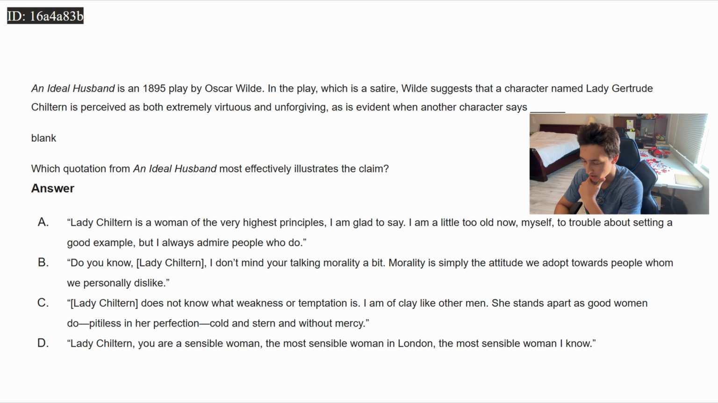Lady Chiltern does not know what weakness or temptation is. I am of clay like other men. She stands apart as good women do, pitiless in her perfection, cold and stern without mercy. Okay, I see "without mercy," and I'm immediately liking this answer choice because that's pretty much a synonym for unforgiving.